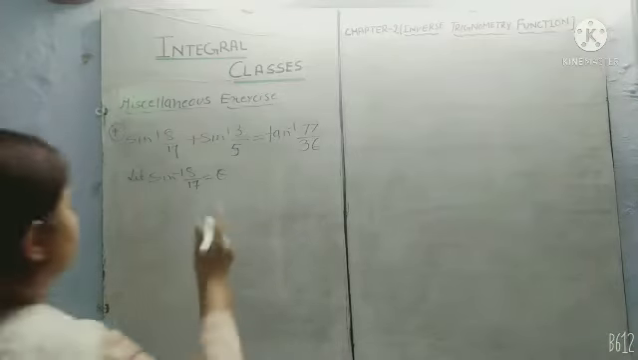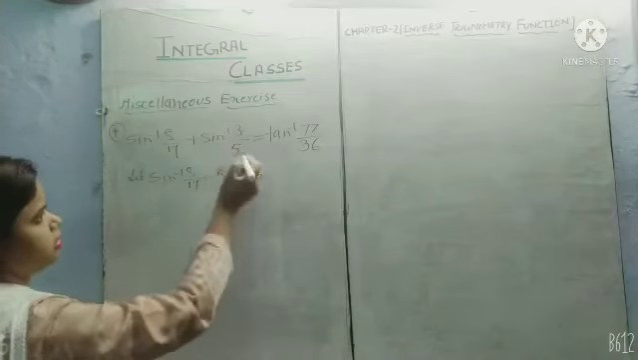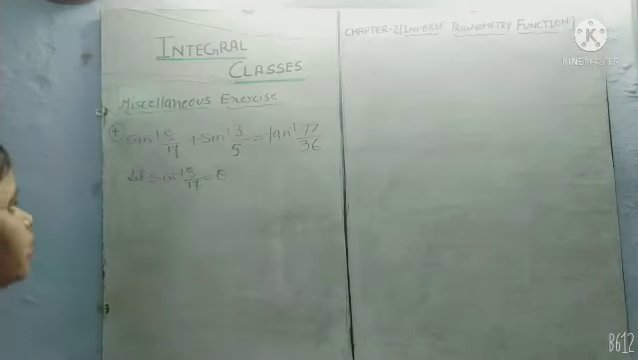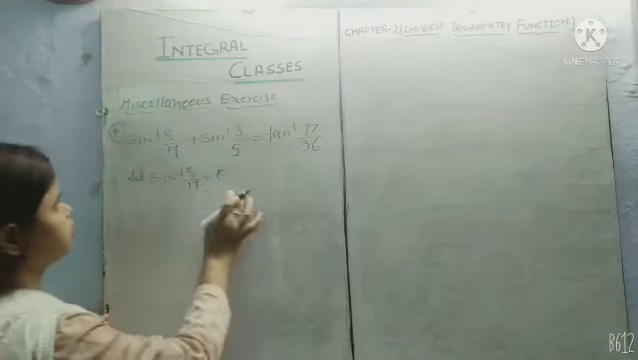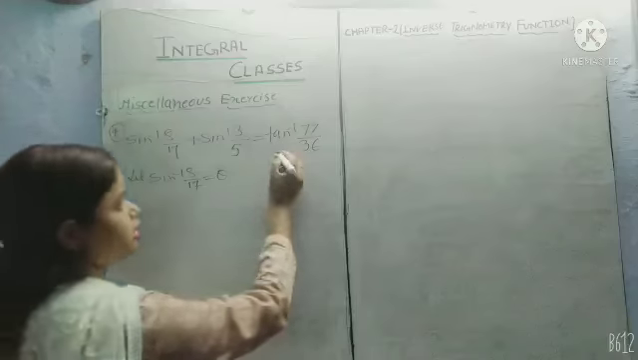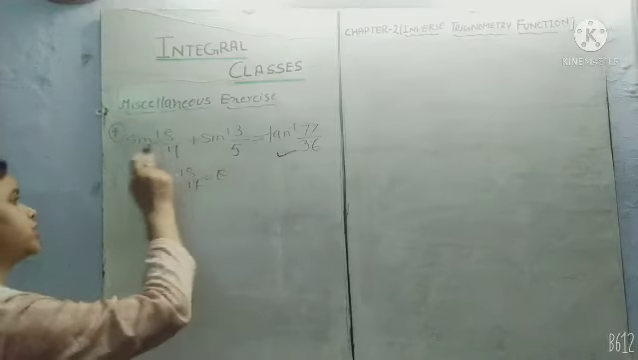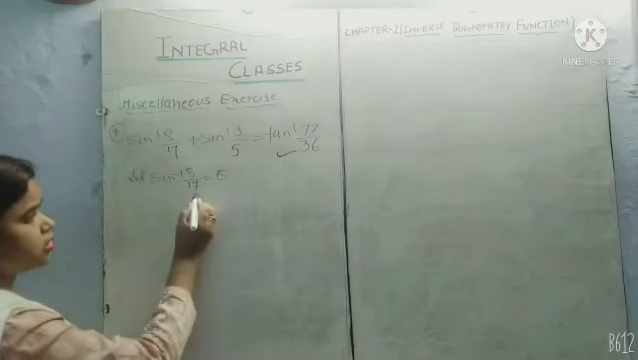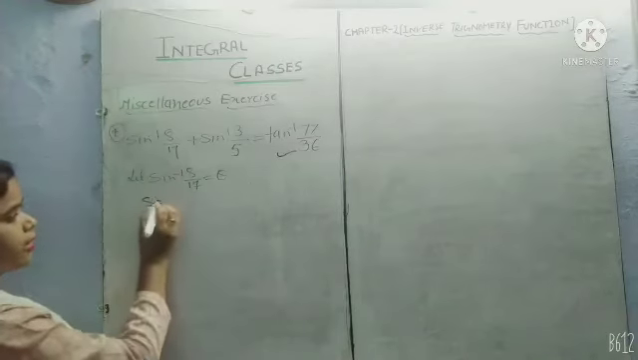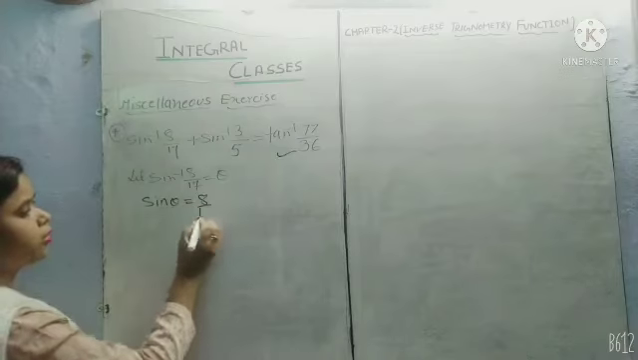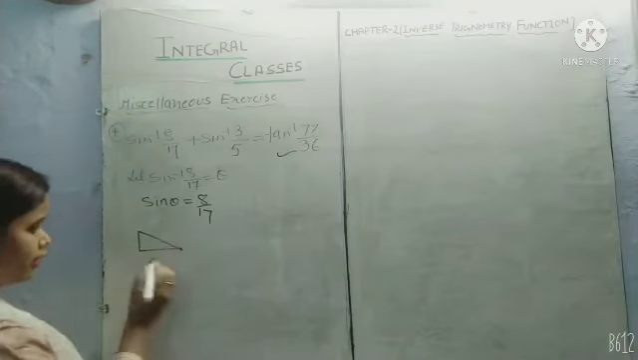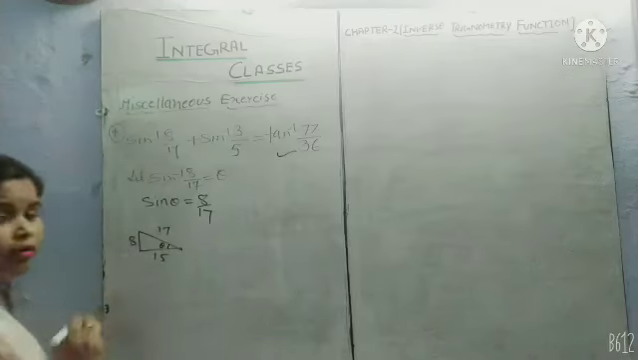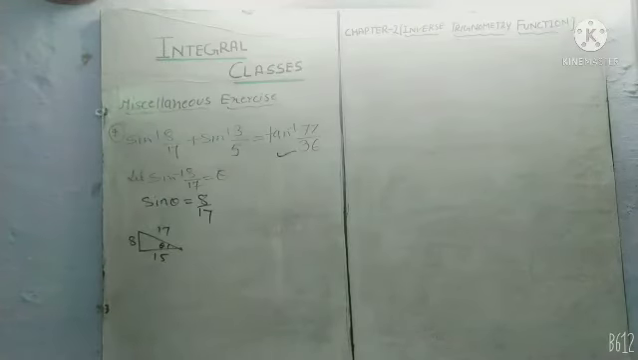Question number 4: sin inverse 8 by 17 plus sin inverse 3 by 5 equals tan inverse 77 by 36. Students, we observe that these two terms are in sin but the right side is in tan. First of all we will change these two terms into tan also. First let sin inverse 8 by 17 equal theta, then sin theta equals 8 by 17. In a right angle triangle with 8 and 17, the base becomes 15 by the Pythagoras theorem.